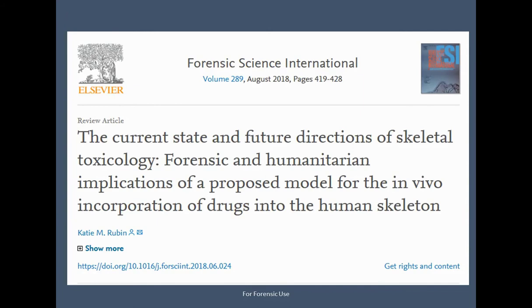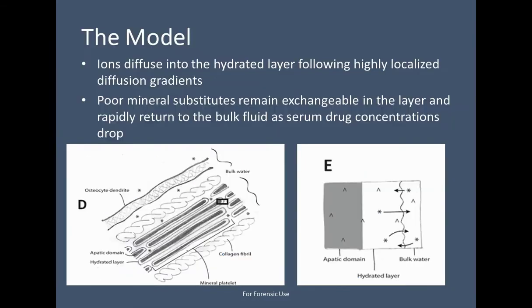If you want to learn more about this research, Katie Rubin wrote a recent review article discussing the state and future of skeletal toxicology, both from a humanitarian and a forensic approach, to help understand where and how this would be important in the future.